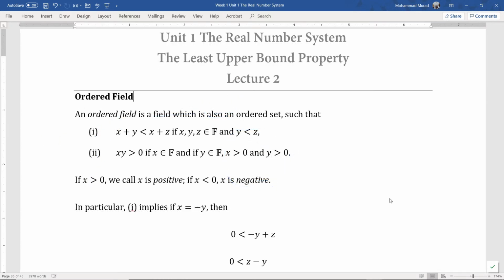Ordered field. An ordered field is a field which is also an ordered set, such that 1. If x, y, and z are in F and y is smaller than z, then x plus y is also smaller than x plus z. 2. If x is in F and y is in F and x and y are both positive, then the product xy is also positive.